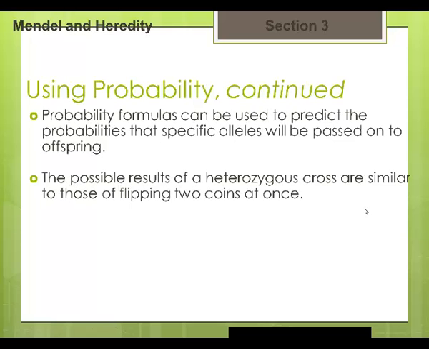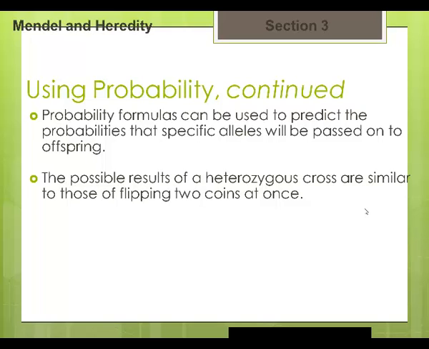So probability formulas can be used to predict the probabilities that specific alleles will be passed on to the offspring. So we look at probability in order for us to come up with a mathematical way to represent whether alleles can be passed on, or how alleles might be passed on. And as you saw in the last video, the possible results of a heterozygous cross are similar to those of flipping 2 coins at once.